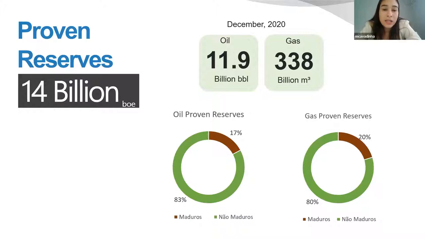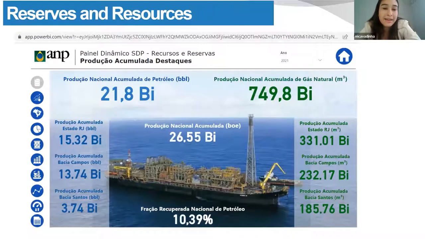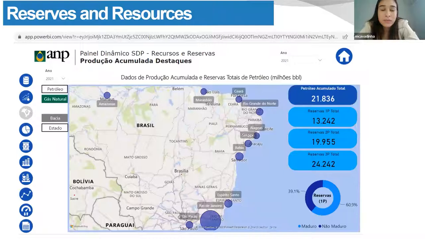We also publish the reserves. Here we can see a plot of last year's reserves, but I will show you the newest numbers that we released last March. ANP has a dynamic panel of the reserves, so we can Google it. I will send the link also in the last slide, but we can see the total Brazilian production and also some new data on reserves.